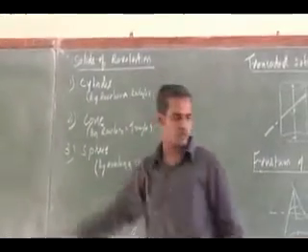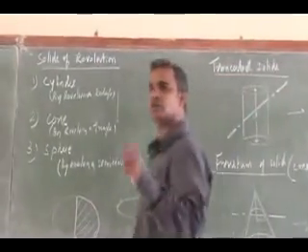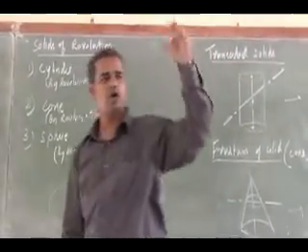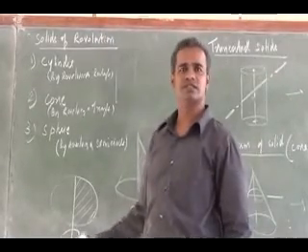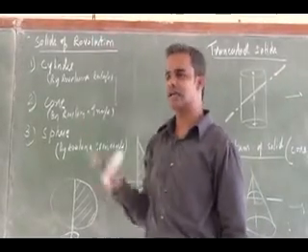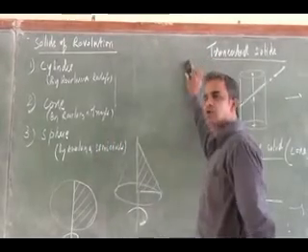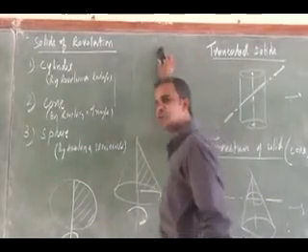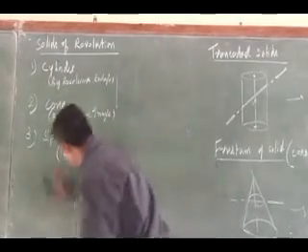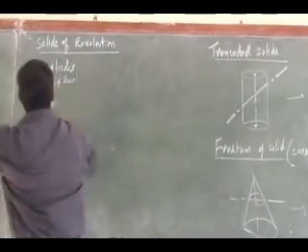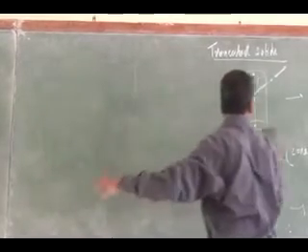See, solids with position, the first one. As I told, we are going to keep the object only in the first quadrant, that is, we are going to get the first angle position, the front view and top view of the solids. Solids can be kept in various orientations. So what are the orientations we have? Note it down. The positions of the solids will be first in order.